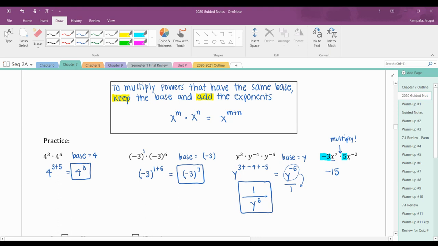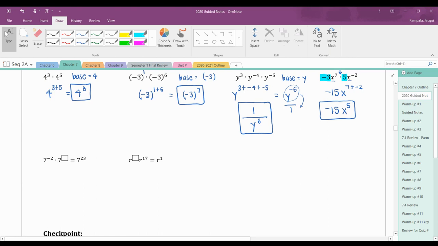Now notice that we've got several x's. That means they have the same base. So remember, I keep the base, and now I get to add those exponents. So I get to add the 7 and the negative 2. So I get to keep the negative 15. I keep the base of x. 7 plus negative 2 will give me positive 5. Even though that 15 is negative, it is not an exponent. So we don't have to worry about moving that. Every exponent, which in this case is just the 5, is positive, so we're good to go. This is our answer.